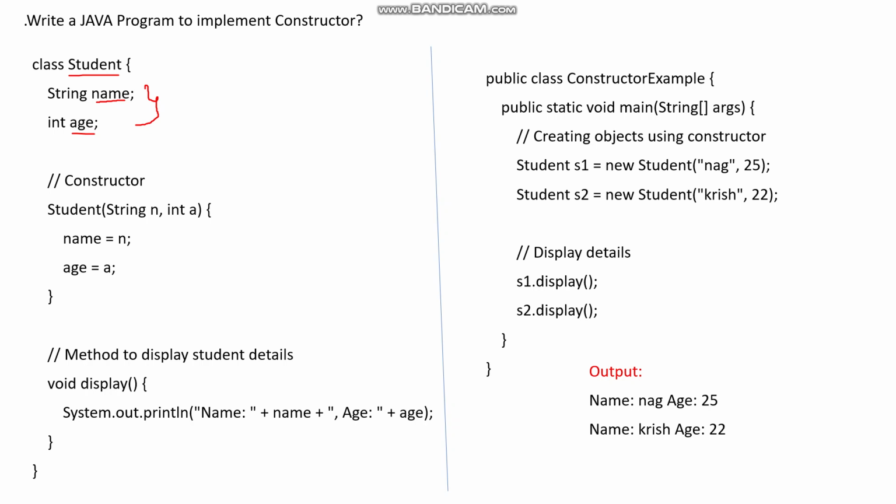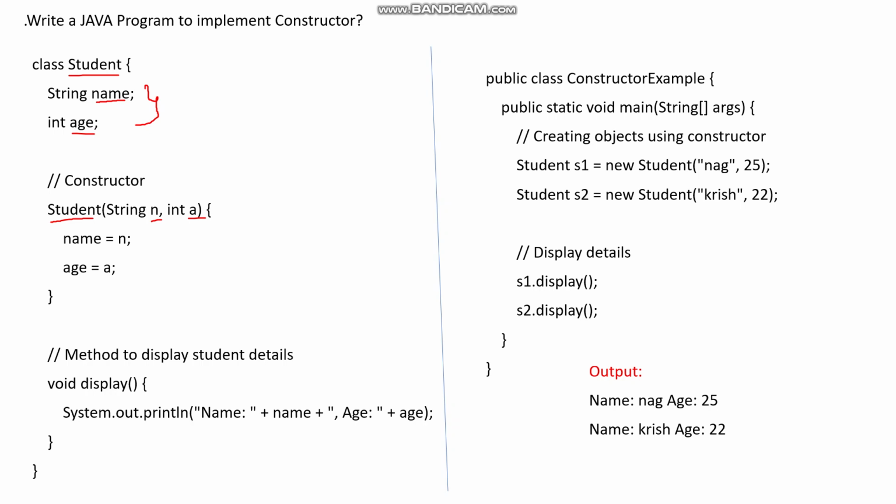Coming to the constructor, I am writing one constructor. What is a constructor? A constructor is a special method. The constructor name and the class name must be the same. What is the class name? Student. I wrote the same name here, Student. Here I am passing two parameters, n and a. N represents the name here. The n value is stored in the name variable. A is stored in the age variable here.